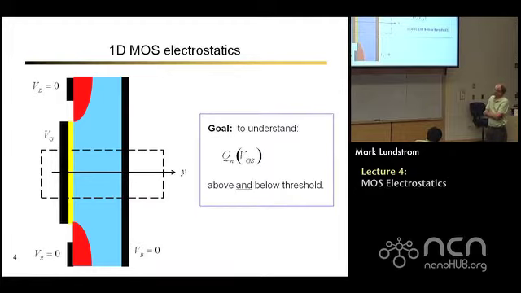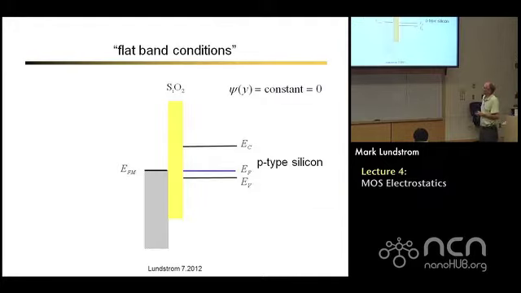Okay, and the goal is to understand, why does Qn equal minus Cox times (Vg minus Vt)? Just to understand that a little bit. And we'd like to know what happens below threshold, because that's an important problem too.